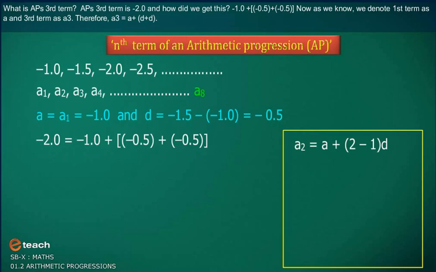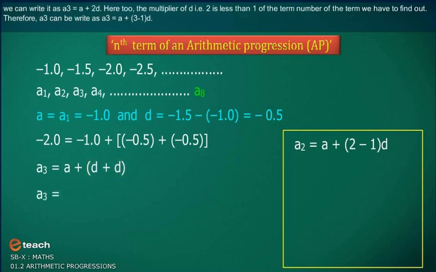Now as we know, we denote the first term as A and the third term as A3. Therefore, A3 is equal to A plus into bracket D plus D. We can write it as A3 is equal to A plus 2D. Here too, the multiplier of D, that is 2, is less than 1 of the term number of the term we have to find out. Therefore, A3 can be written as A3 is equal to A plus into bracket 3 minus 1 D.